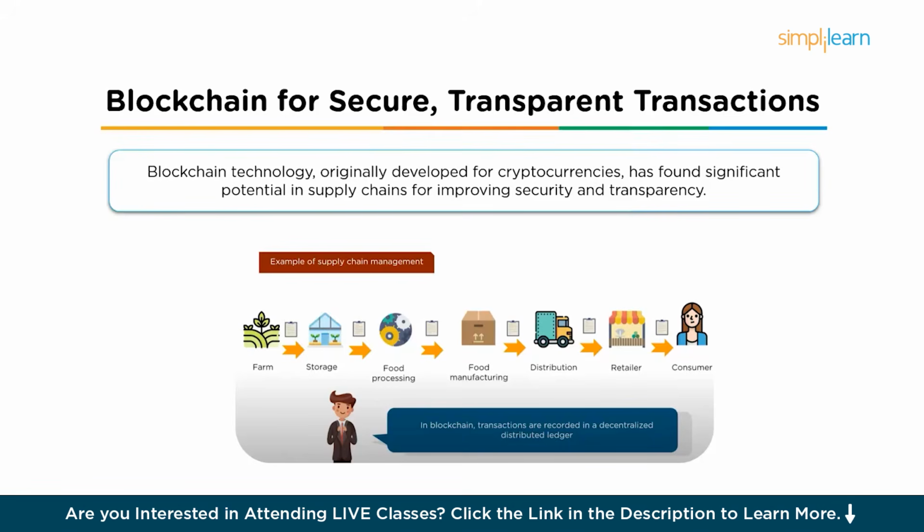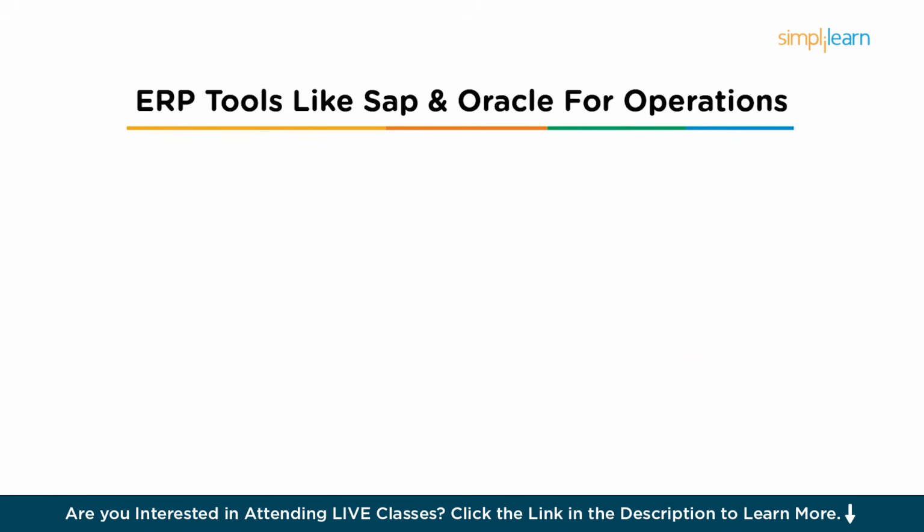For example, consumers can trace the provenance of a product, verifying ethical sourcing or authenticity. Smart contracts, self-executing agreements coded on the blockchain, automate payments or penalties based on delivery milestones, speeding up settlements and increasing trust. The next comes ERP tools like SAP and Oracle for operations.